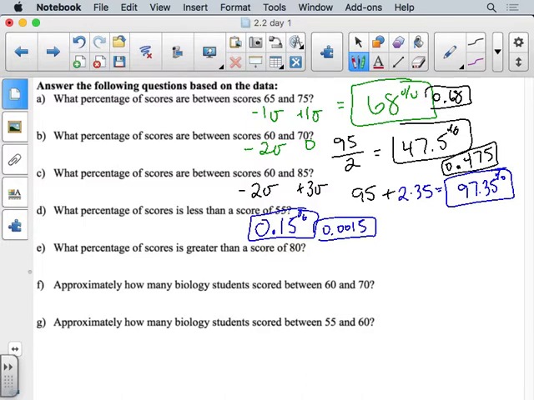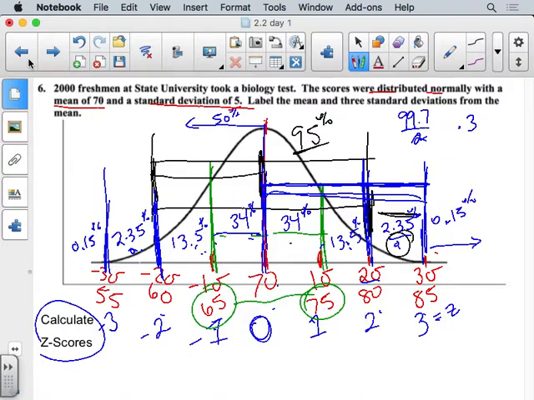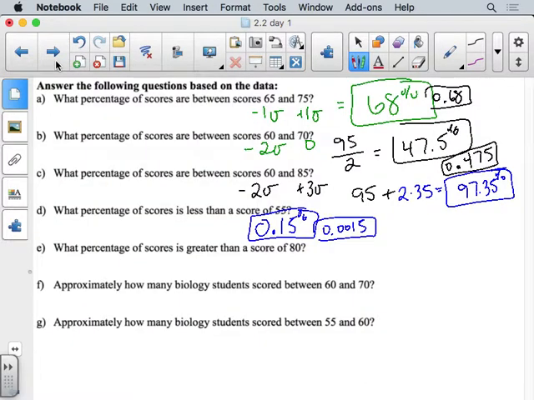Okay, what percentage of scores is greater than an 80? Just looking at this a different way, let's say I didn't have this distribution of exact numbers right here. What if I wanted the numbers greater than 80? The way I like to think about it is, if I wanted the numbers greater than 80, which is 2 standard deviations, then in between 2 standard deviations is 95%.